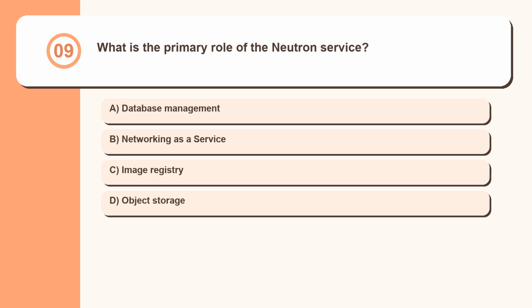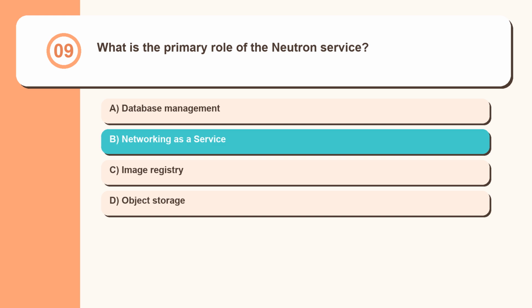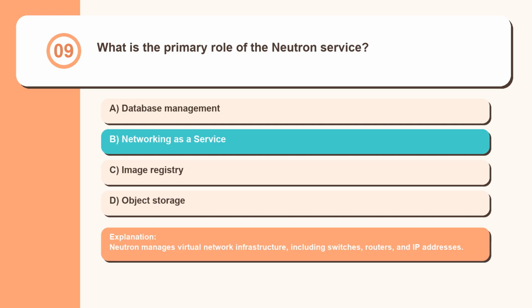Question 9. What is the primary role of the Neutron service? Database management, networking as a service, image registry, object storage. Neutron manages virtual network infrastructure, including switches, routers, and IP addresses.